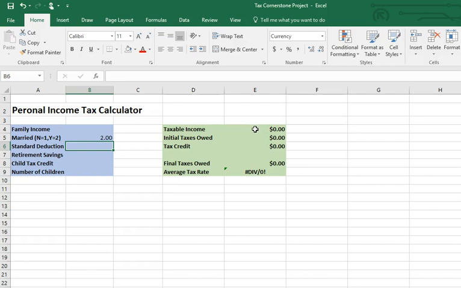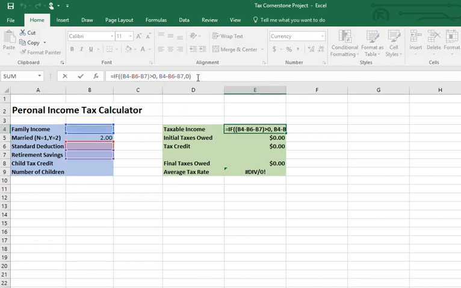All right, so let's do our formulas for these outputs over here. Taxable income should be straightforward, but it's not for one reason. So what's your taxable income? Here's the formula, but let's talk about what it means. You're going to take your family income, which we're going to put here into cell B4. That's the amount of income that your family earned, minus your standard deduction. That's going to be B6. So right there it is, minus B6.